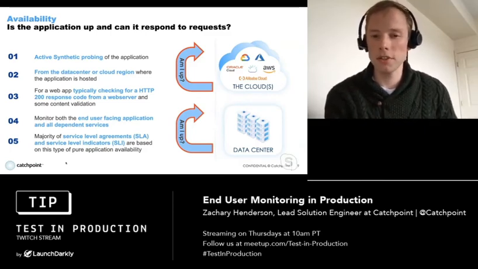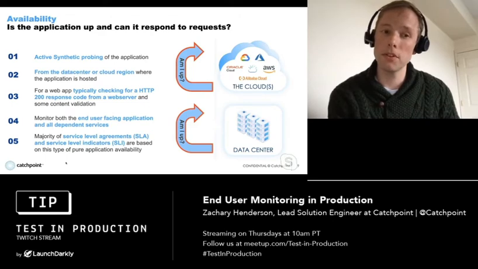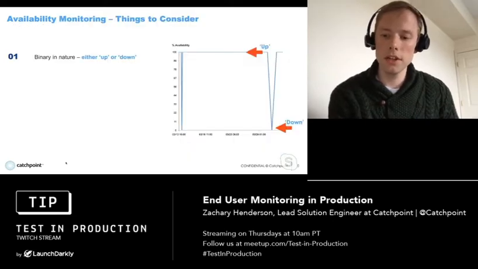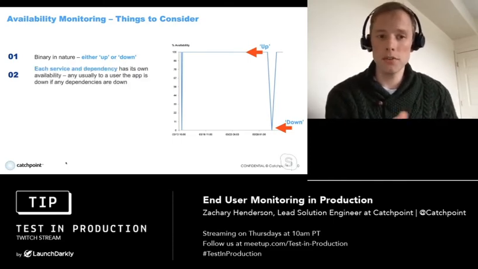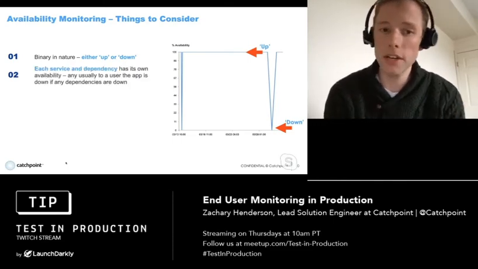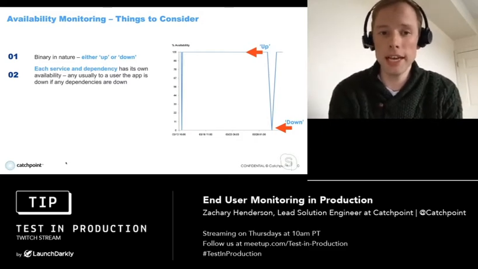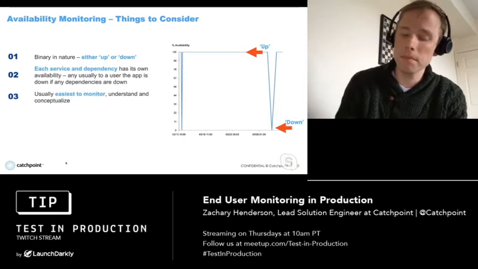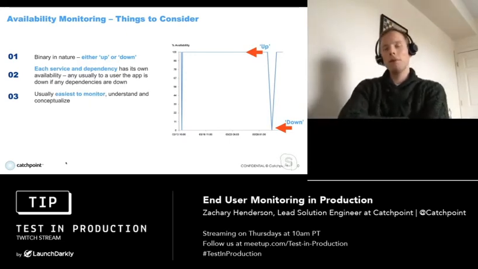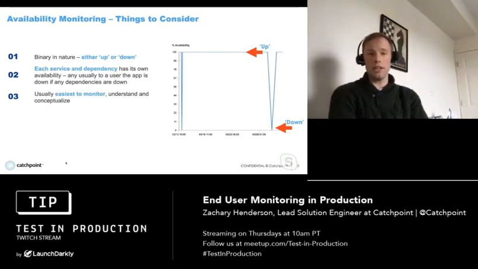Those are a lot of things that you can typically control in your environment. A few things to consider: it's binary in nature. Either you're up or you're down. Each service and dependency will have its own availability, right? But the user is basically asking, hey, is this service available to me? And that's a really critical thing. And usually, for a lot of people, this is actually the easiest to monitor, understand, and conceptualize.